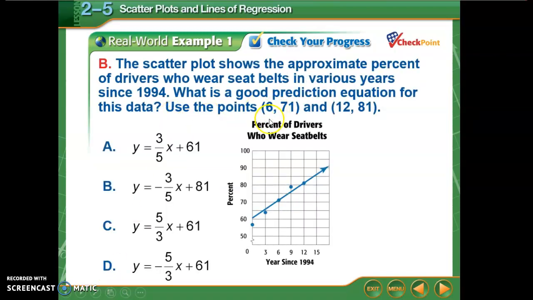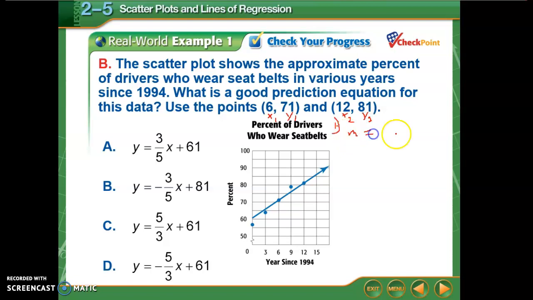Alright, so next question. What is a good prediction equation for this data? So we're going to use the points 6 and 71, 12 and 81. So you're going to use your slope formula and then your point slope formula. So let's start with the slope. So this will be our x1 and this will be our y sub 1. This is your x sub 2 and this is your y sub 2. So start with finding the slope.